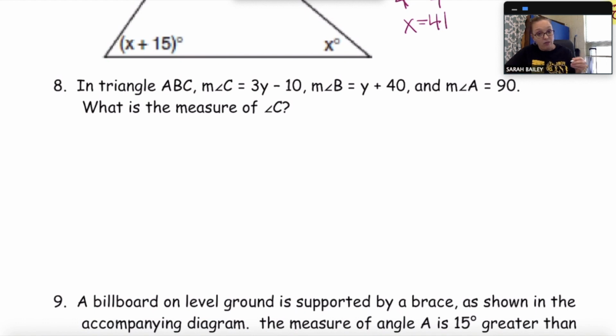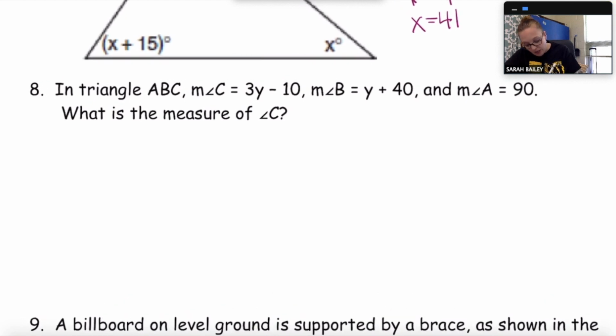So I can add all these expressions together and set that equal to 180. So that's the first thing I'm going to do. So angle C was 3y minus 10, plus angle B is y plus 40, plus angle A is 90, and together that's going to add up to 180 degrees. Now I'll solve for y, and once I know the value of y, I can find the actual measurement of angle C. So the first thing I'm going to do is combine my like terms here.